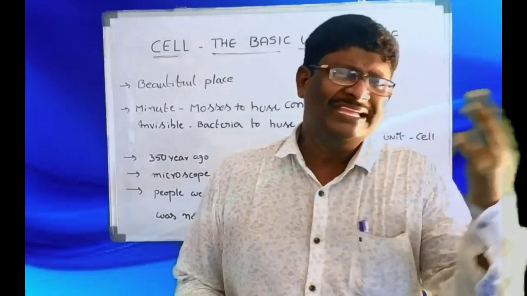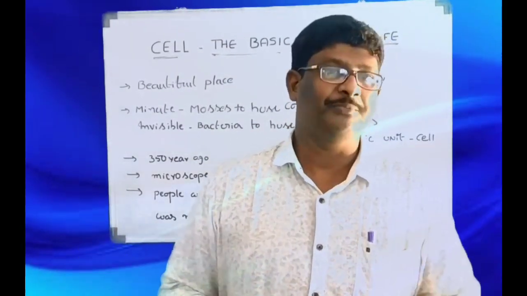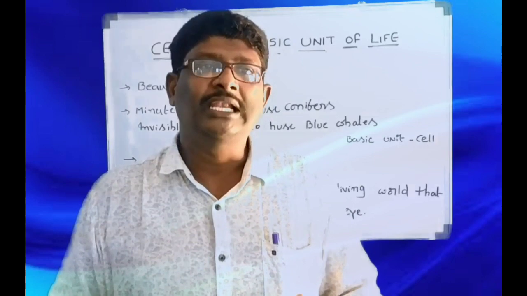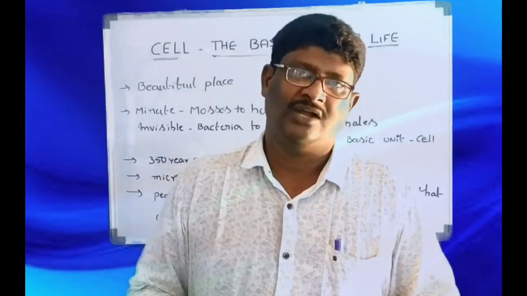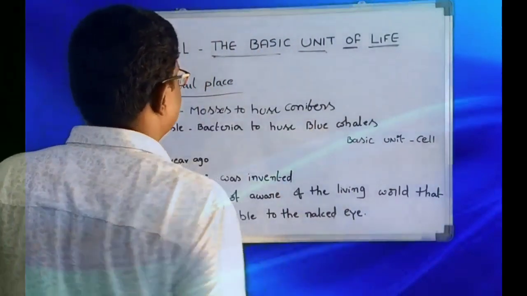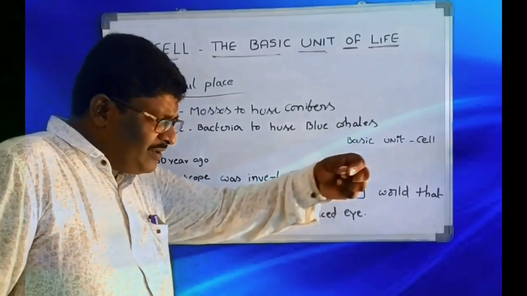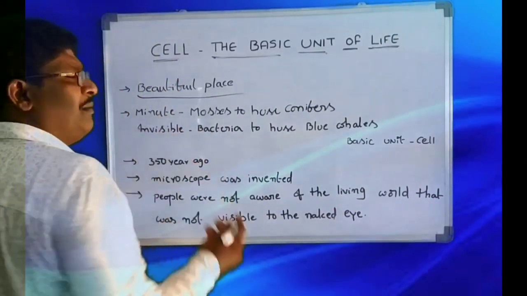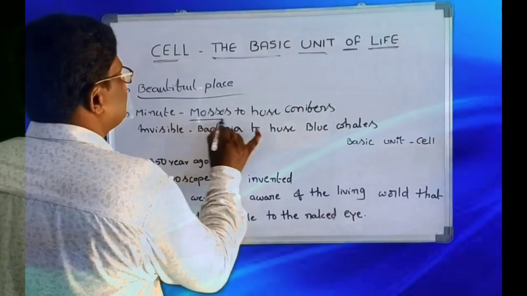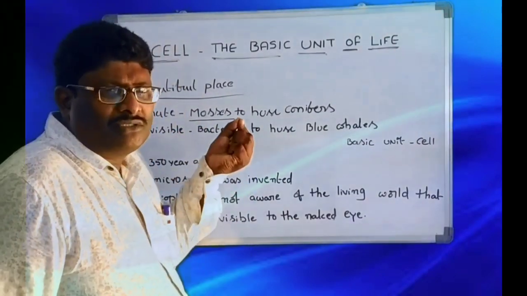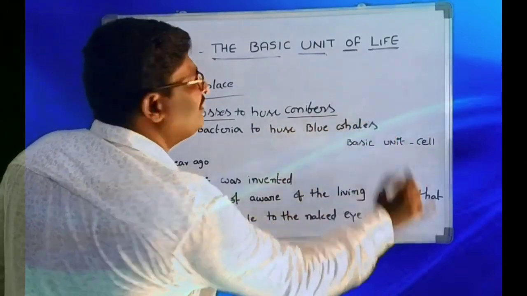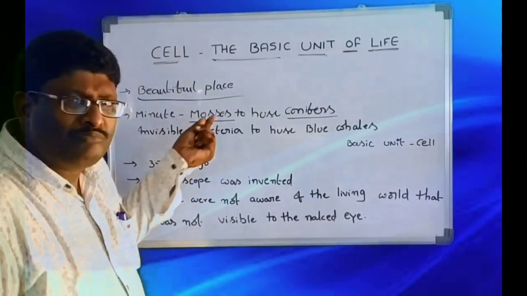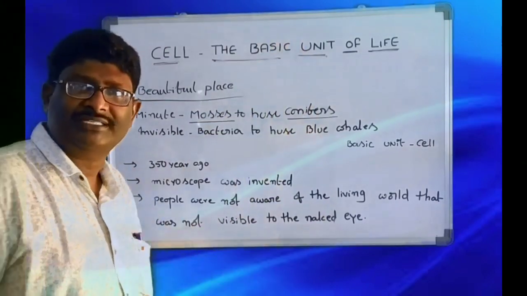So, our earth is a beautiful planet. Is it right? So many living organisms live on this planet. From the small living organisms to huge animals, from the minute mosses to huge coniferous, very tall trees.